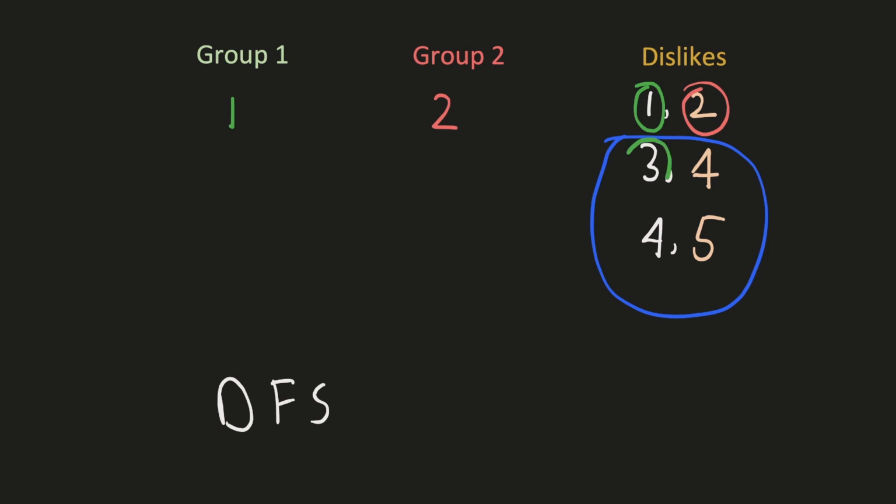We can assign person 3 any color, so mark it with color green and person 4 with color red. Person 4 is already marked as color red, so we'll mark person 5 as color green. So there are no contradictions in any of these two components.